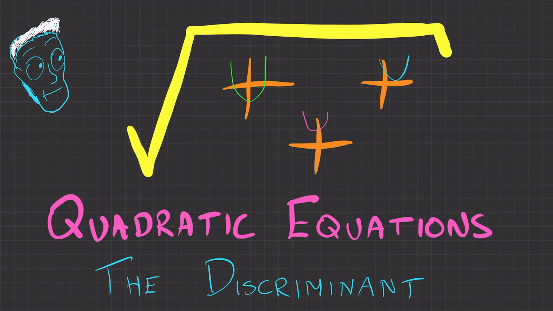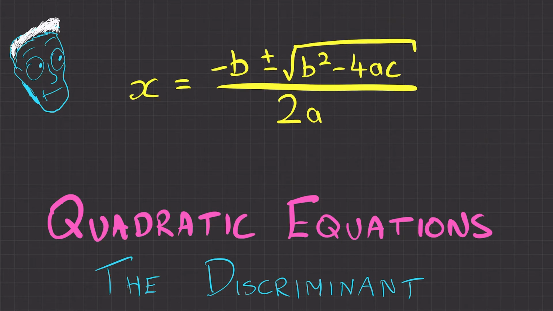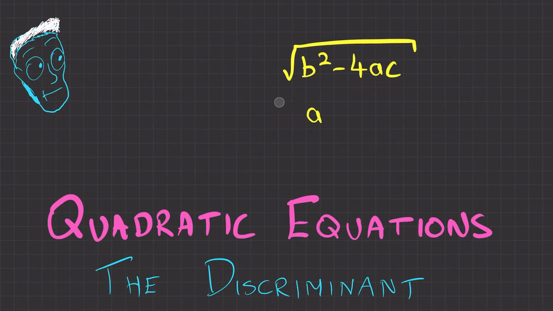In this video, let's have a look at the discriminant within quadratic equations. The first question is, what is the discriminant? Well, we have here the quadratic equation, but the discriminant is a specific part of it. So let's get rid of everything that's not necessary, and we're left with the discriminant, which is b squared minus 4ac.